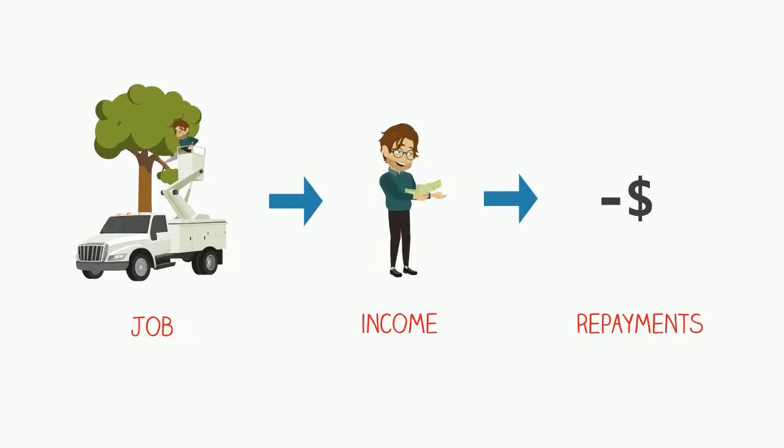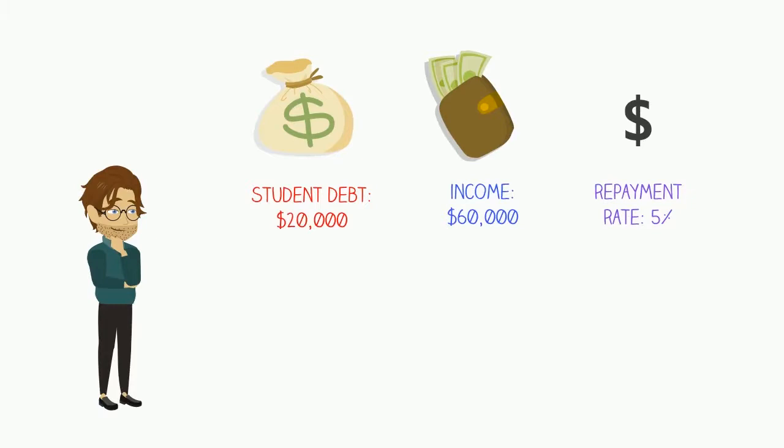Once you've completed your course and you start earning a source of income, the government makes it compulsory to make certain repayments if your annual income is above a certain amount. The income thresholds and repayment rates change from year to year, and you can find this information on the Australian Tax Office website. So let's say you've started working, you have a student debt of $20,000, your annual income is $60,000, and the repayment rate for your income threshold is 5%. This means that you have to repay the government $1,000 for the year.